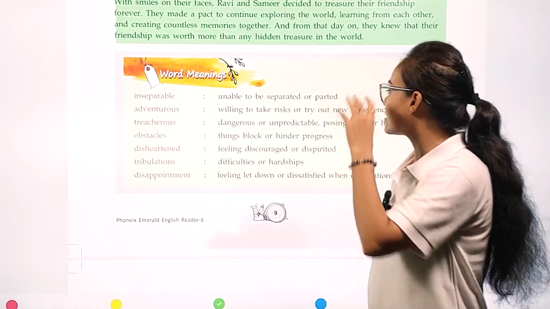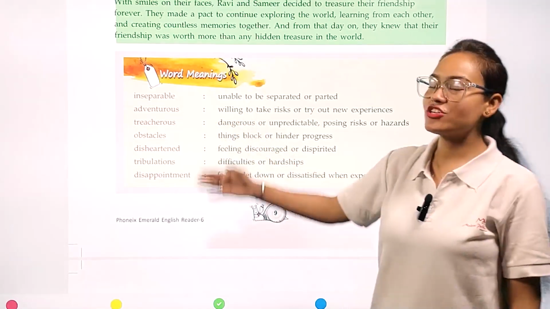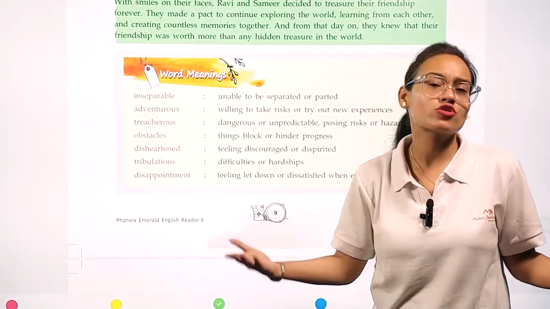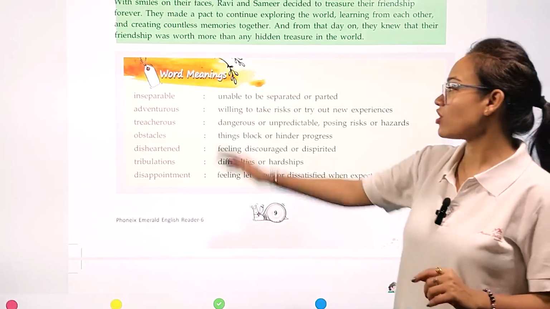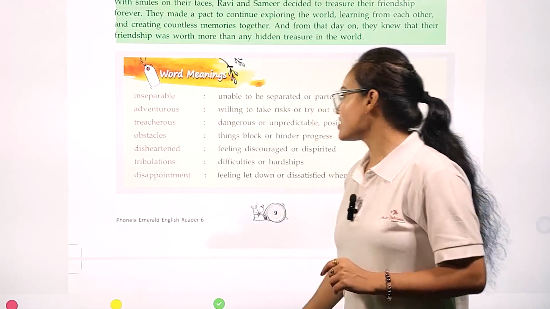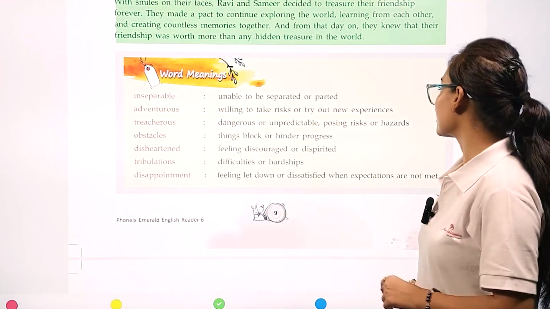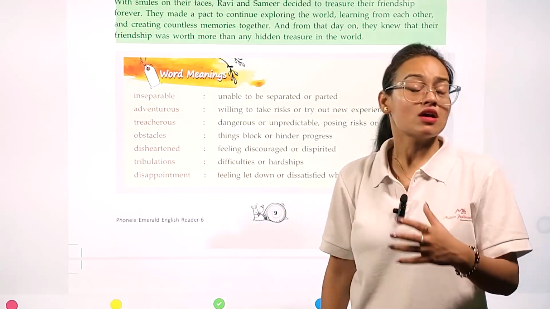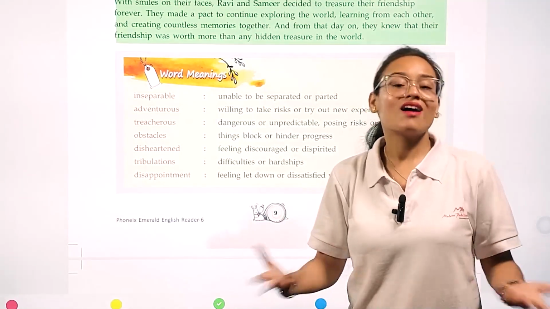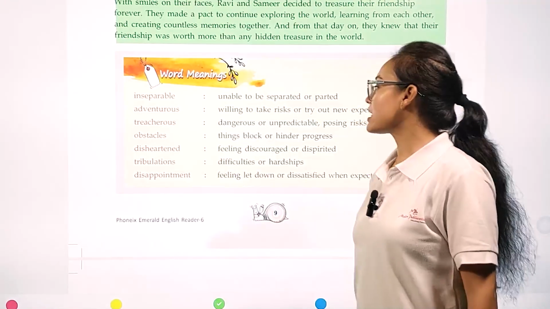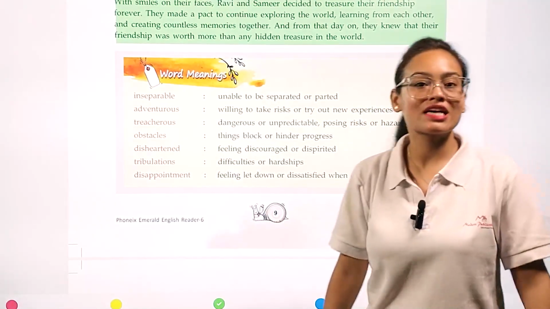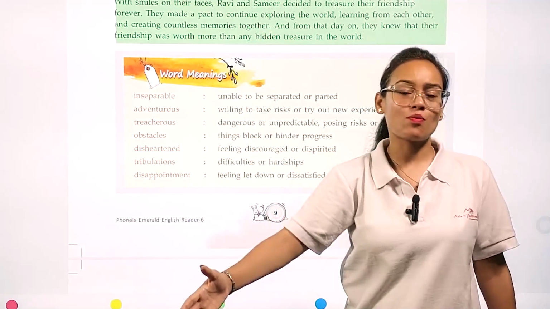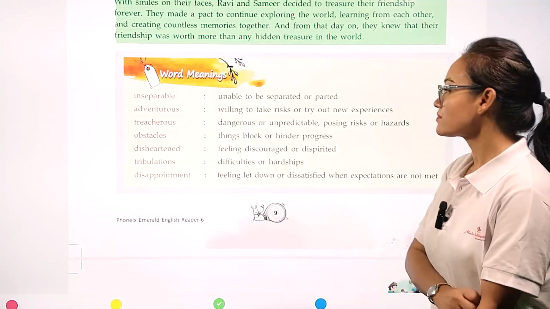Adventurous: willing to take risks or try out new experiences. Adventurous means a person who is keen to explore new opportunities in their life. Treacherous: dangerous or unpredictable, posing risk or hazard. Treacherous means an occasion or event which comes in your life uninvited. Obstacle: a thing that blocks or hinders progress. Obstacle means whenever you are traveling on your path and something blocks it, that is called an obstacle.